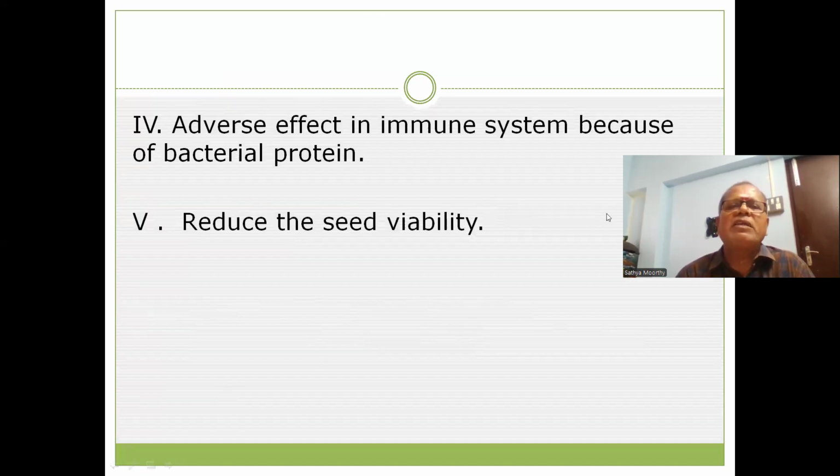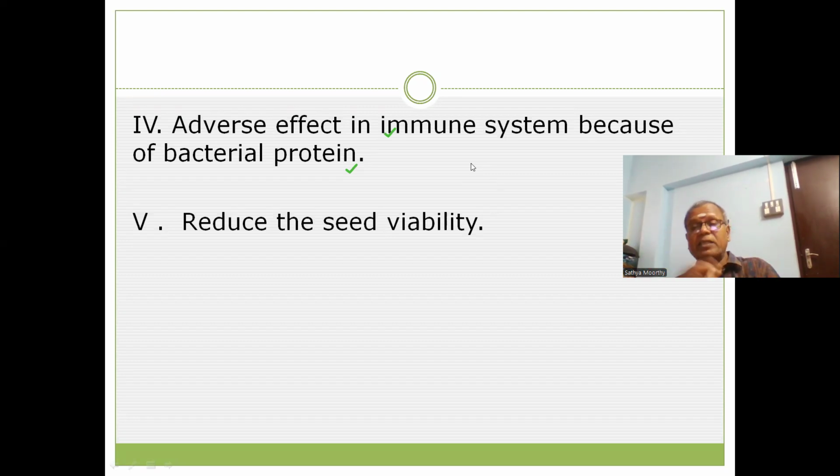And adverse factors, it affects our immune system because of bacterial protein. Immunity is nothing but the disease resistance exhibited by the host towards microorganisms or their product. So it may affect our immune system. The primary, secondary, and tertiary lymphoid organs may be affected. And it may reduce seed viability. Viability means the germinating power of the seed. The germinating power of the seed may be affected.